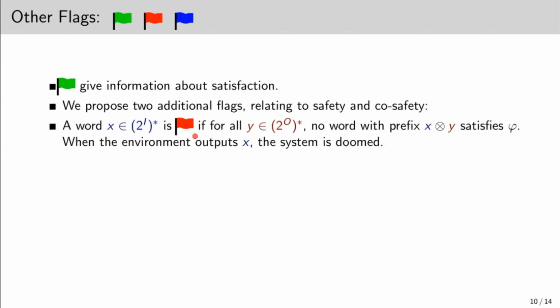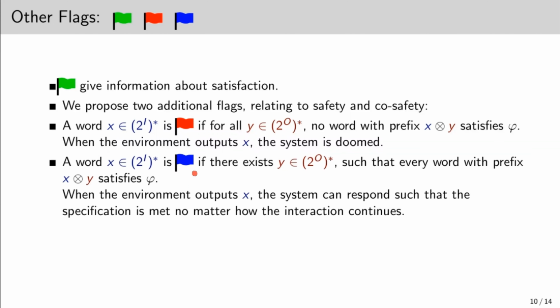Red flags tell us that no matter what output was given, all the remaining suffixes are doomed not to satisfy the formula, so we can give up. Dually, blue flags tell us that there exists an output such that every remaining suffix satisfies the formula, so from now on there is no reason to actually look at the inputs as anything will work. We can construct monitors for these flags as well.